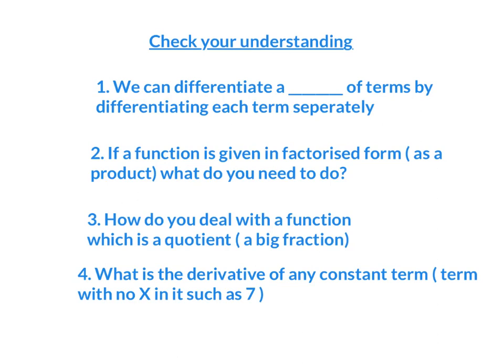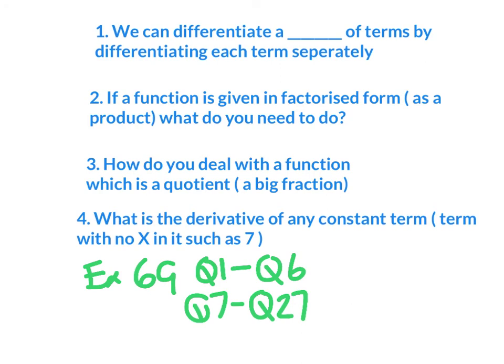The basic skills that you needed to be confident in for today were your indices rules, how to add and subtract fractions and how to multiply fractions, and also how to multiply out brackets. Now you are ready for exercise 6G. Questions 1 to 6 are unit level, so everyone needs to be able to do these. Questions 7 to 27 are level C.